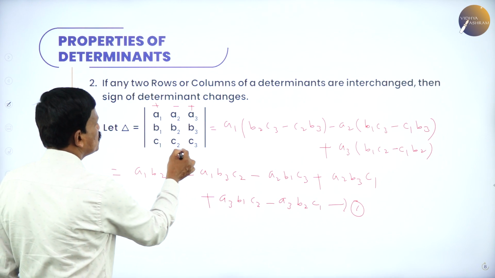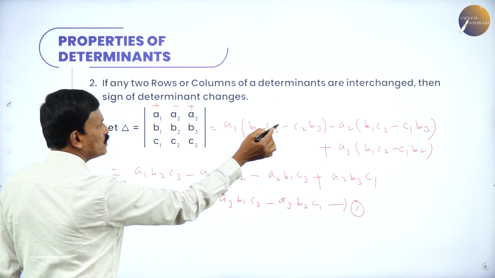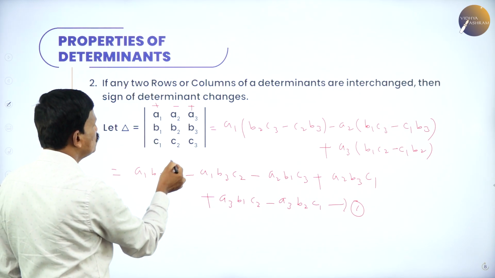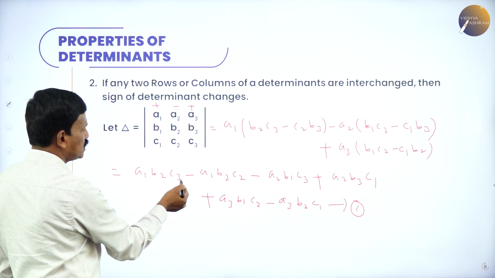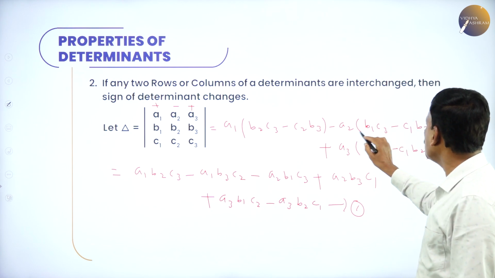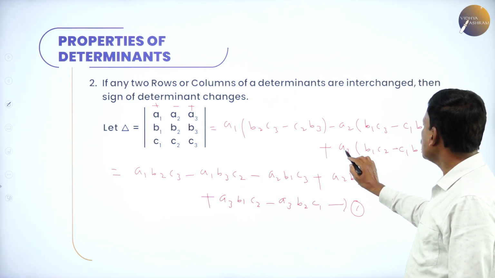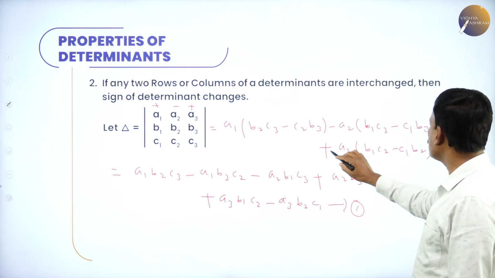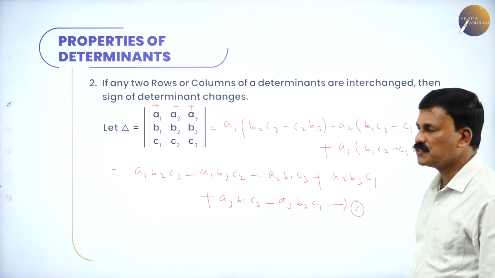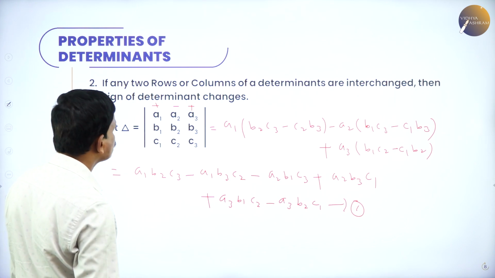Expand this: A1 into B2 C3 minus C2 B3, minus A2 into B1 C3 minus C1 B3, plus A3 into B1 C2 minus C1 B2. So A1 B2 C3 minus A1 B3 C2, minus A2 B1 C3, plus A2 B3 C1, plus A3 B1 C2 minus A3 B2 C1. This is equation number 1. Now let us come to the second part.